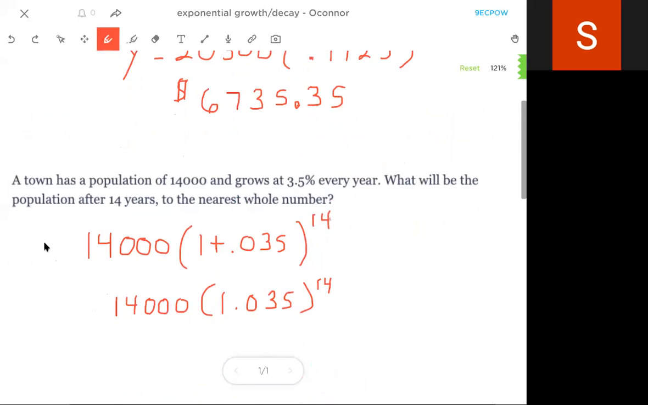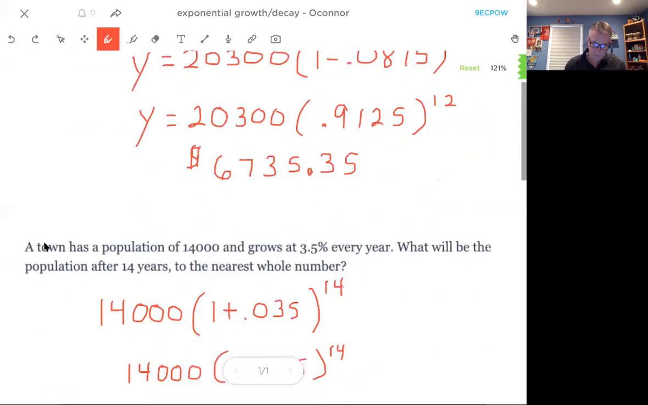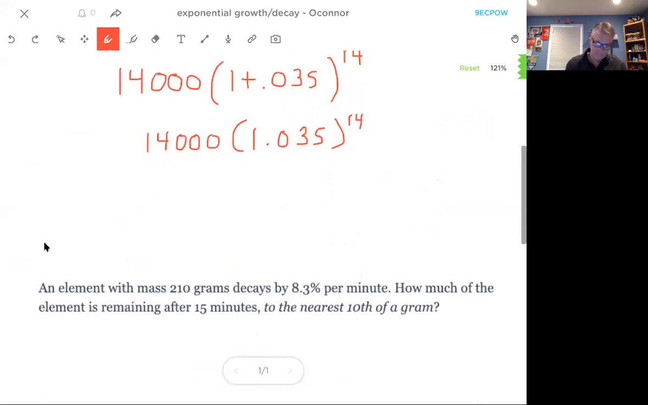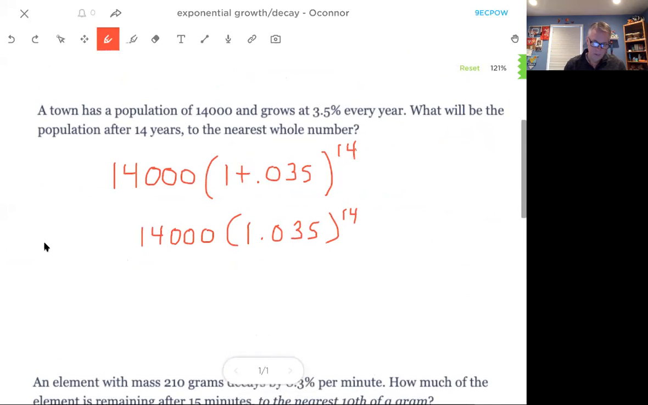Mr. O'Connor, I have a question on the third one. Okay, what is it, is it a quick one? Yeah, it's quick. It says 15 minutes, but the other one is per year. Is it still the same? Do we just do it to the power of 15? Yes. Okay. Yep.